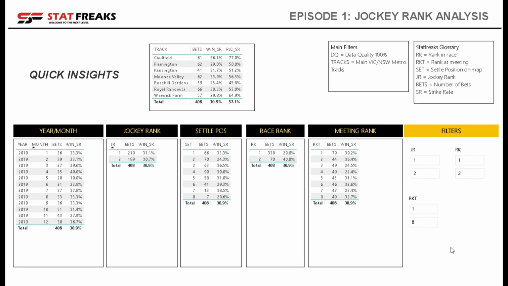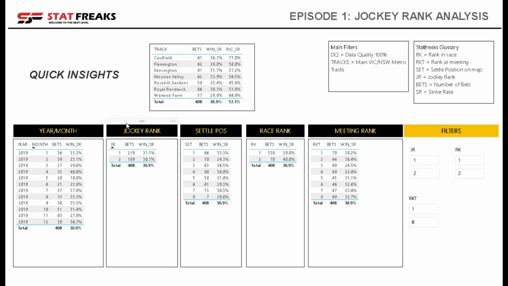So there's a quick insight of a model where I've quickly applied jockey rank 1, 2 and an RKT of 1 to 8 and being ranked in the race 1 or 2. I know that over last year, 2019, that scenario on these tracks wins 30.9% of the time and places 57.1% of the time. Across all the tracks, the lowest being Rosehill and the highest being Caulfield for that, and that's actually quite interesting to see the variance there.